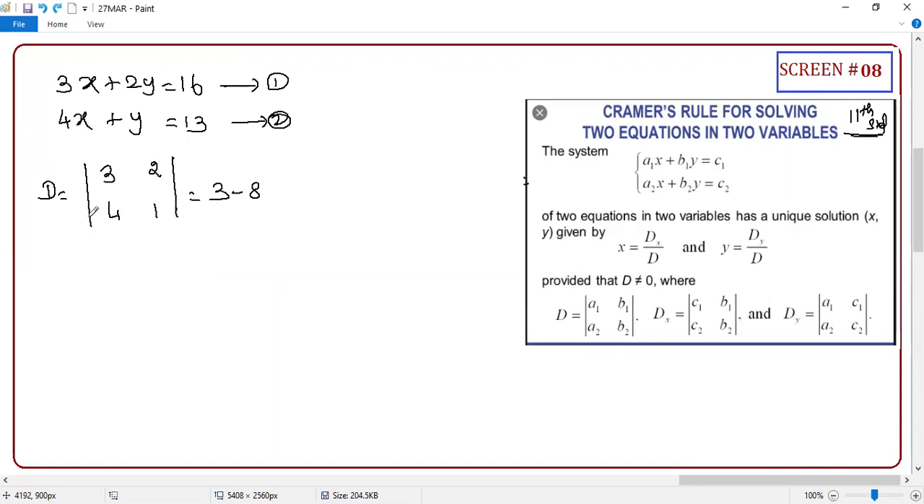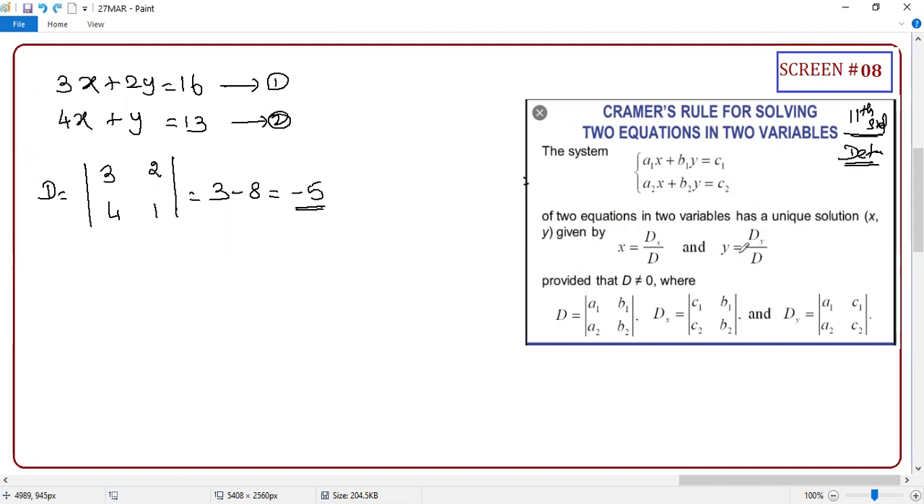If you know this technique, this is the one you are going to use in the entire chapter called determinants. Are you clear how to deal with this box? You are learning it for the first time, so please understand how to deal with this. Can I have yes or no, everyone? Right, 3 minus 8. Done. So you got D first.